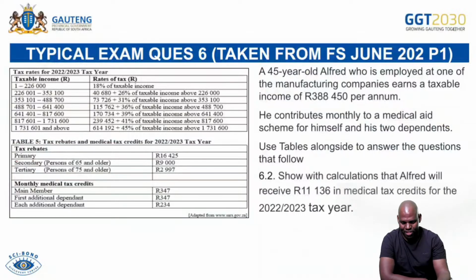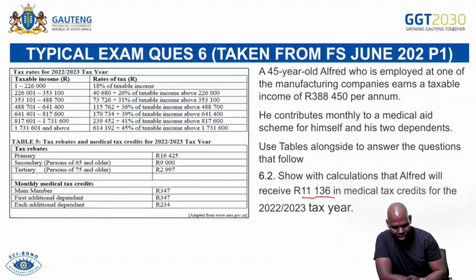Still on the very same information, they say, show with calculations that Alfred will receive 11,136 rand in medical tax credits for the 2022-2023 tax year. Okay, so now medical tax credits, these are the medical tax credits.